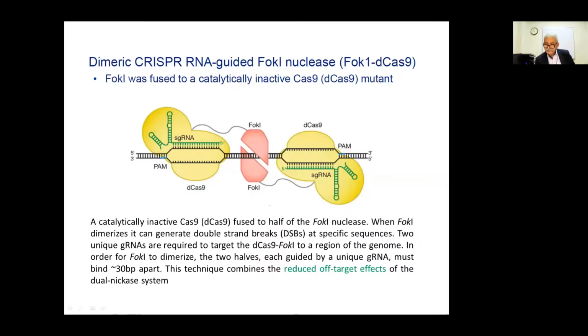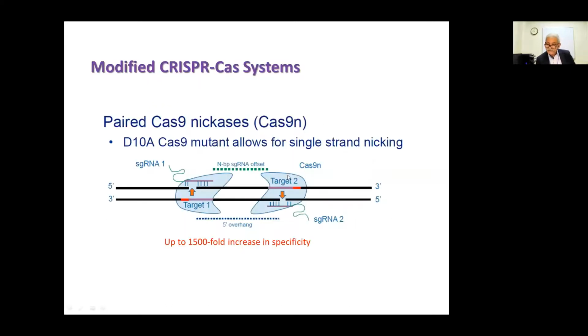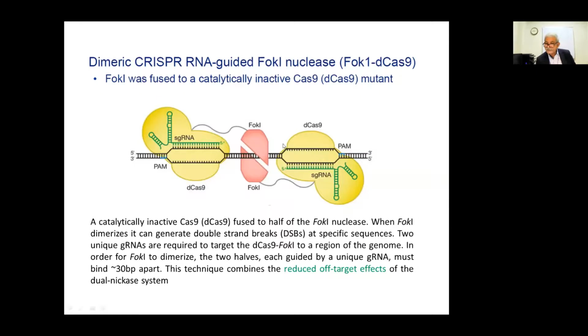So this system is actually not that popular as is the previous system, because it requires the PAM sites, and one cut by one Cas9, the other cut by the other Cas9. So this system can be used only occasionally when you have both the fork1 site along with the PAM site in close vicinity to your target sequence. Okay, remember that.